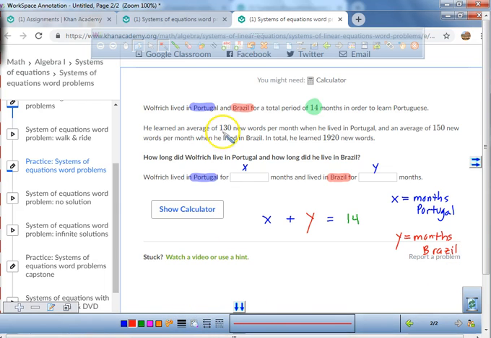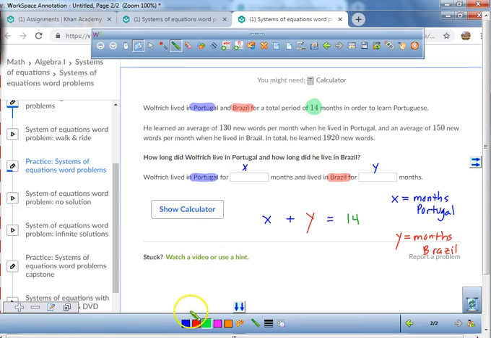Now, we're going to read the second one. Because in Portugal, it says he learned 130 new words every single month. And in Brazil, he learned, apparently he was a faster learner, or it was easier.